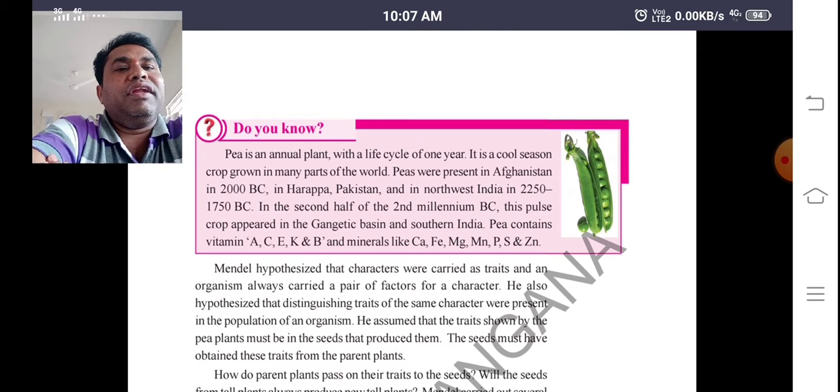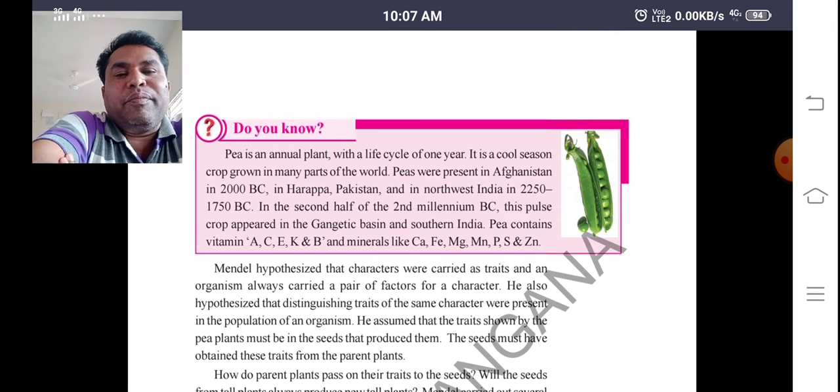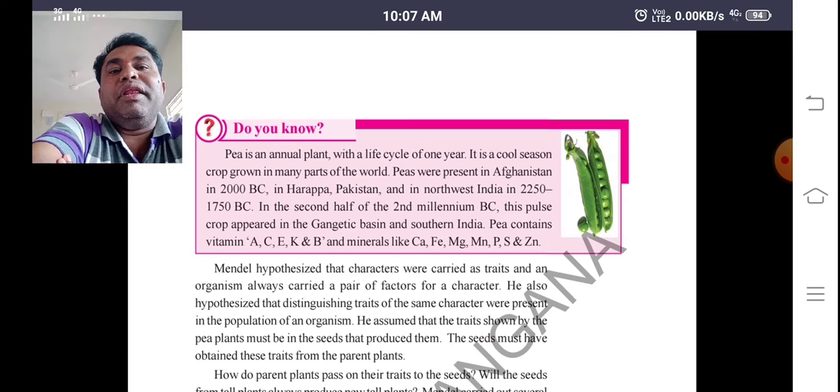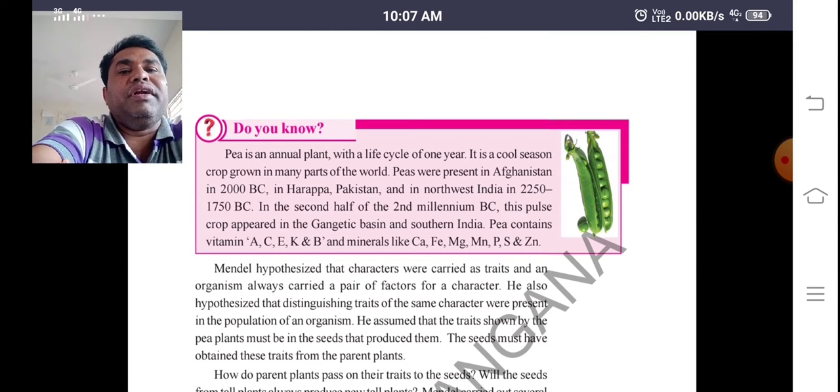With a life cycle of 1 year, it is a cool season crop grown in many parts of the world. Peas were present in Afghanistan in 2000 BC, in Harappa, Pakistan, and in northeast India 2250 to 1750 BC. In the second half of the second millennium BC, this pulse crop appeared in the Gangetic Basin and southern India.